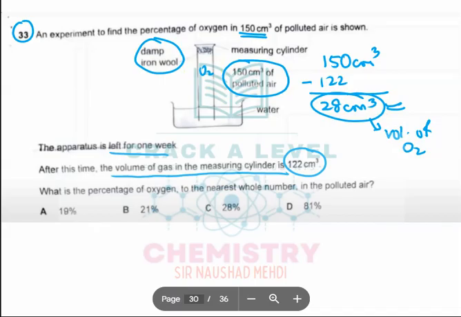Okay, so what you need to do is find out the percentage of oxygen. So how will you find the percentage? The volume of oxygen is 28, the total volume of the gas was 150, and multiply it by 100. In this way you will get the percentage of oxygen. So 28 divided by 150 multiplied by 100. You will get 18.6, and when you round it off, you will get 19 percent.